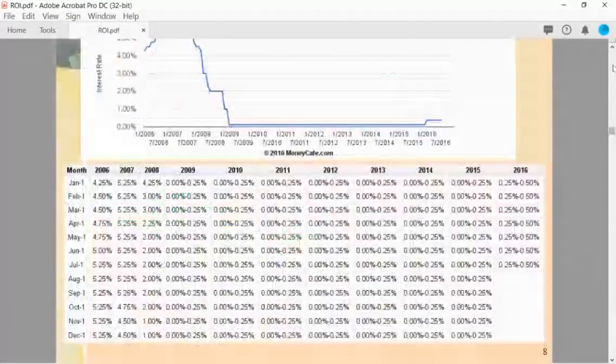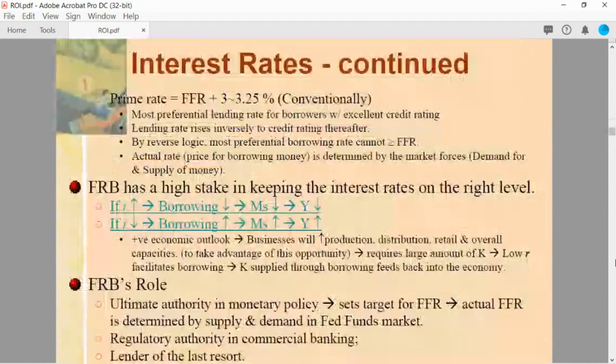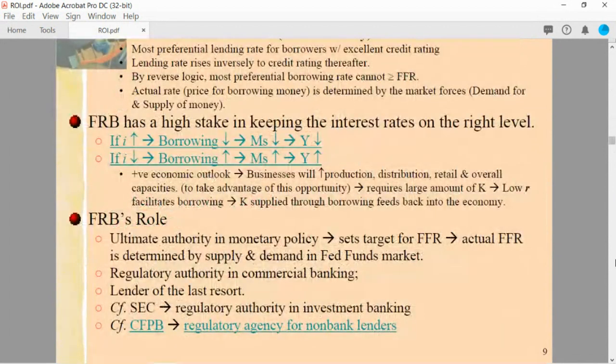So that is why the Federal Reserve lowered the interest rate back in 2009, January of 2009. They lowered the benchmark interest rate, and the benchmark interest rate in the U.S. is the Fed funds rate, the Federal Funds Market Rate. It's short for Federal Funds Market interest rate.